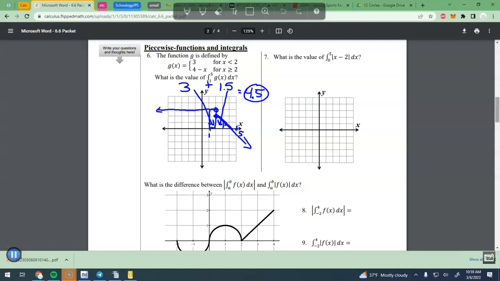Number 7, the absolute value of x minus 2 is like a V. It starts at x equals 2. We're supposed to go from 0 to 5. So this is 2. This is 1, 2, 3, 4.5, I believe. So if you add those up, is that 6.5? Is that right?